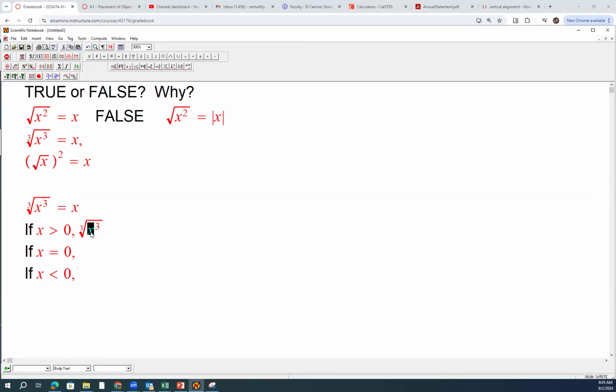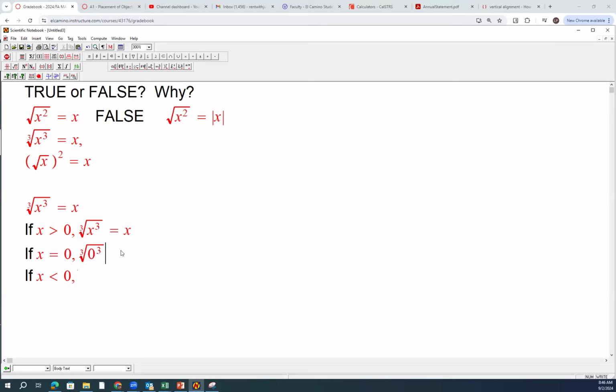When we choose positive numbers, we have 2, and this is going to be 2, right? If we get 5, and this is going to be 5. So they're always the same. So when x is positive, it is true. How about for x equals to 0? Well, that's also true, right?